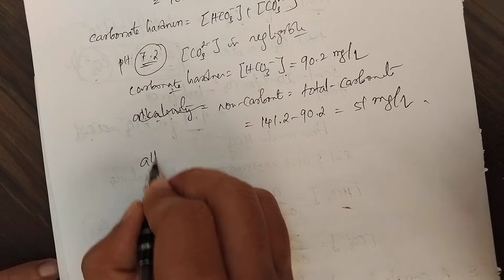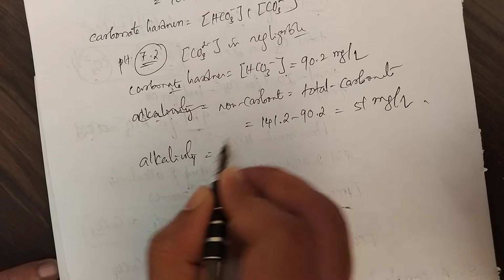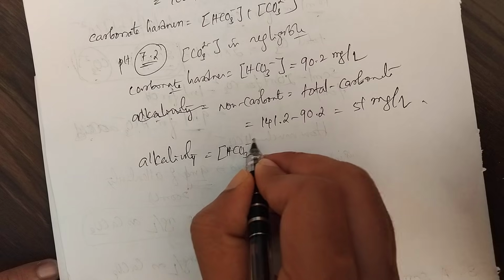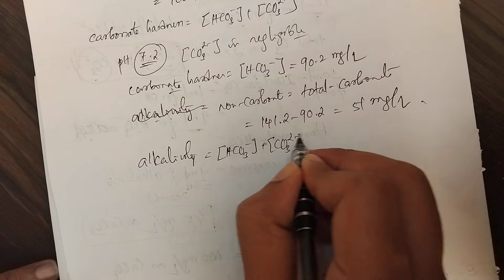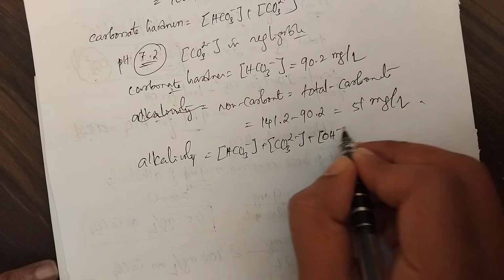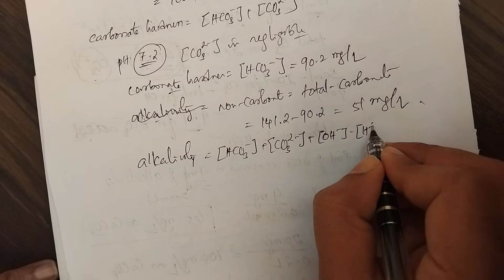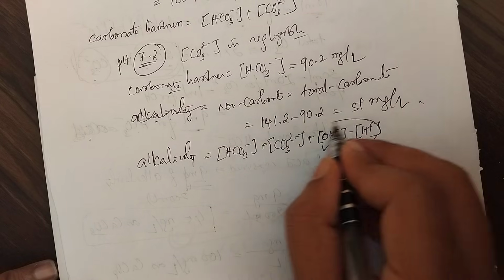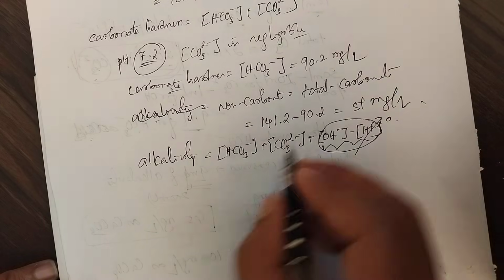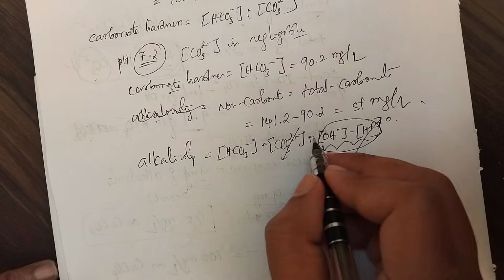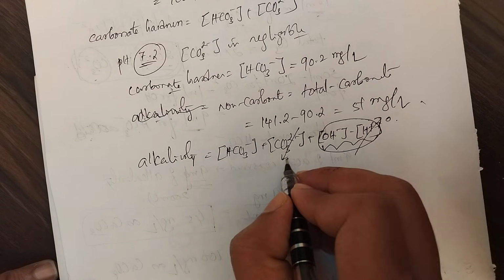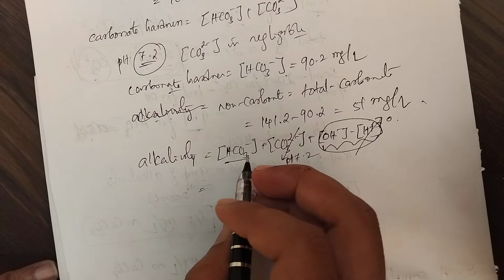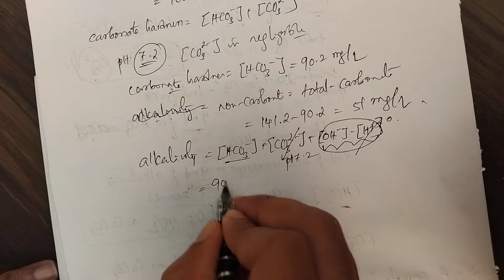Next, alkalinity. Alkalinity is the concentration of HCO3- ion plus the concentration of CO3 2- ion plus the concentration of OH- minus the concentration of H+. But at neutral pH, these two are equal, so their difference is negligible. Again, the concentration of CO3 2- ion would be negligible at pH 7.2. So alkalinity can be treated as the concentration of HCO3- ion, so this is 90.2.